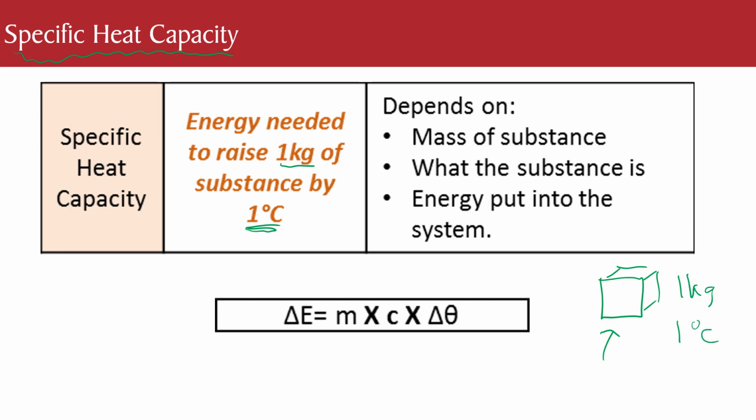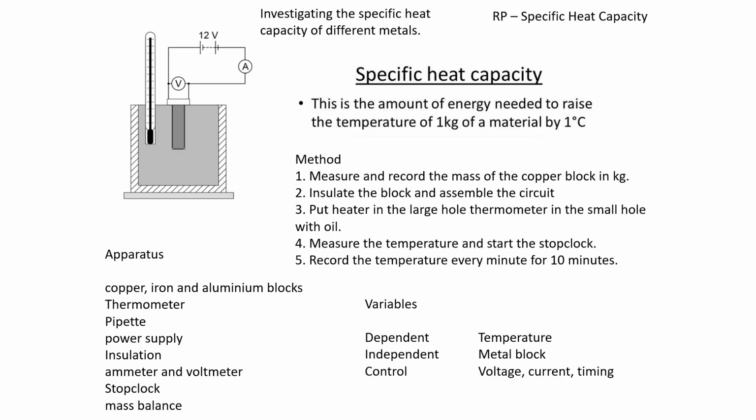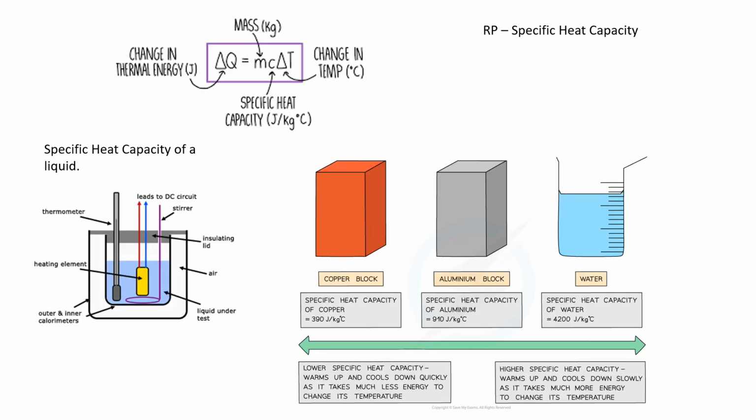Now, specific heat capacity depends on how much there is, what the substance is, and how much energy is put into it. The equation for this is change in energy, delta E, equals mass times specific heat capacity times the temperature change. Like I said before, there is a specific heat capacity required practical. What you need to do is go to the other video, which goes through it in a lot of detail.